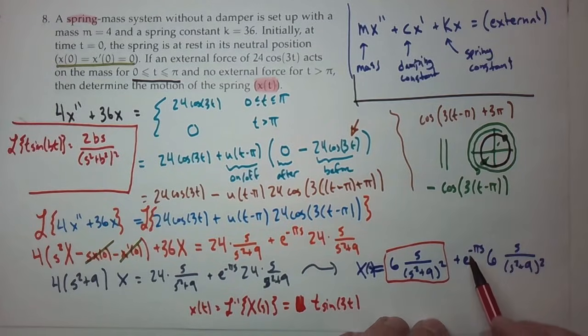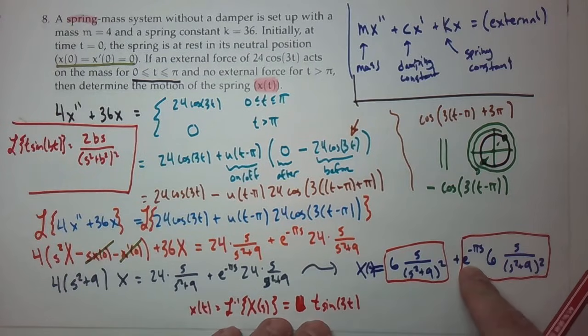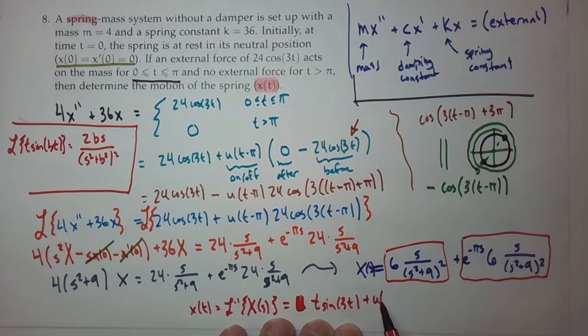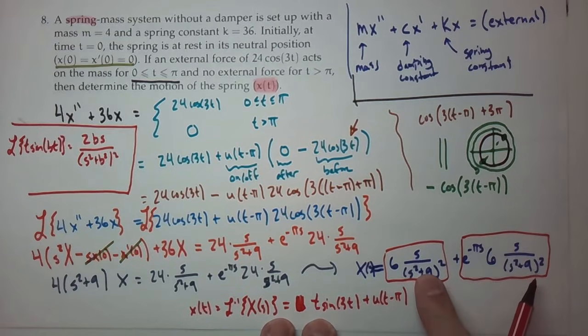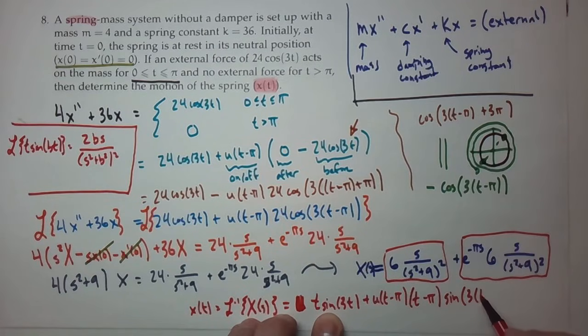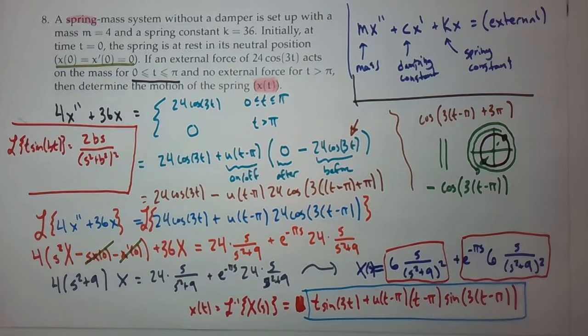Okay, now we come to this part. The e to the minus pi s says there's an on-off switch happening. So u of t minus pi. And then we say, hey, I've seen this before. It's the same function, almost, except it shifts, right? So it's going to be t minus pi times sine 3 times t minus pi. And now what do we do? Yeah, box it. Because that is our motion as a function of time. Good, good. Life is good. All right. See, these aren't so bad. They only take a page.